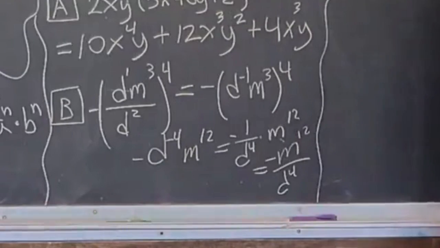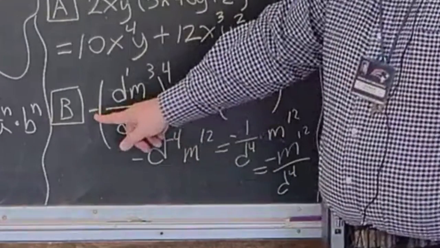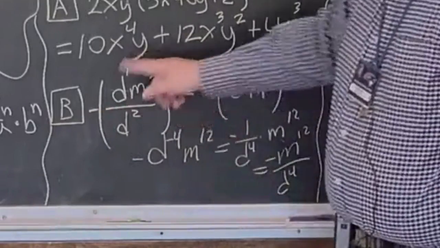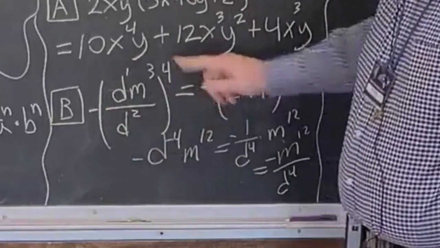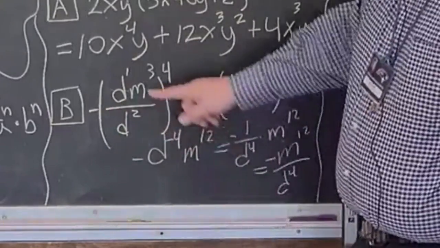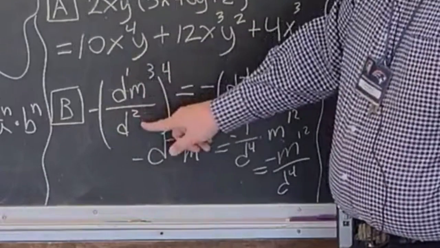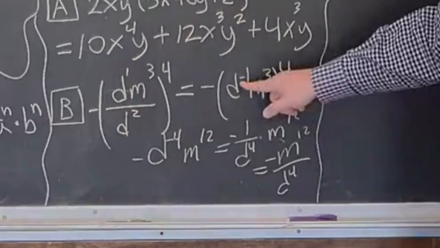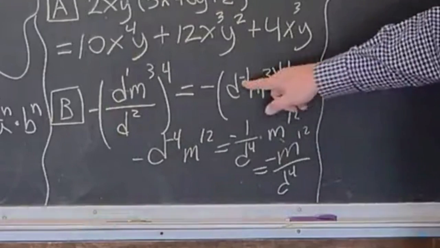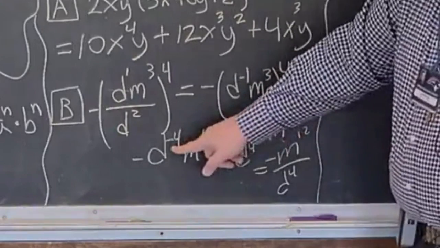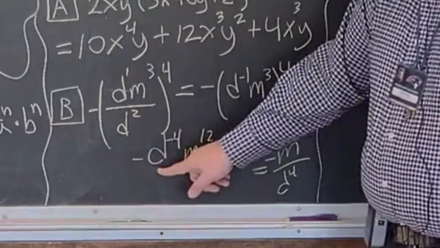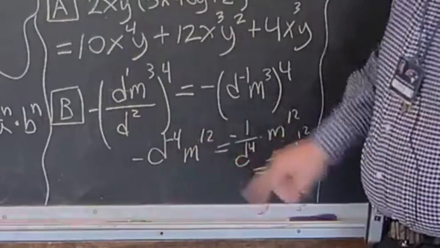Let's review it again real quick. Started with a negative on the outside because it's -1. This whole thing is being raised to the 4th power. First thing I did was I took the powers of d, 1 minus 2. That gave me d to the -1. Then I used my power to a power property. So -1 times 4 is -4. 3 times 4 is 12. So now I have negative d to the -4 m to the 12th.